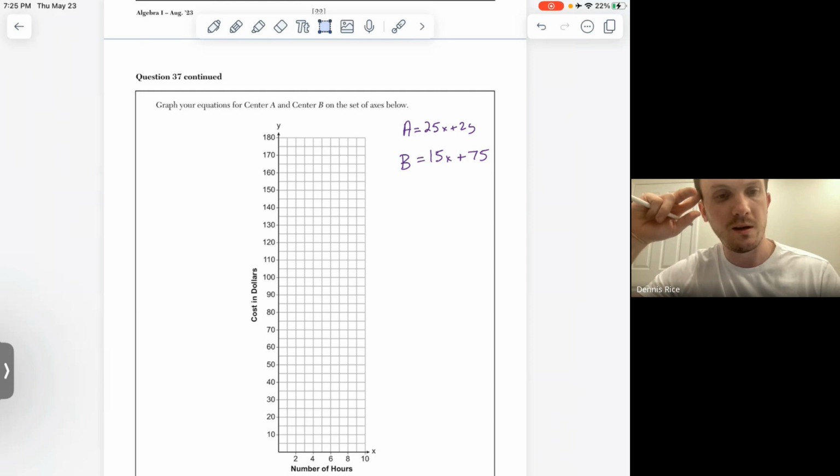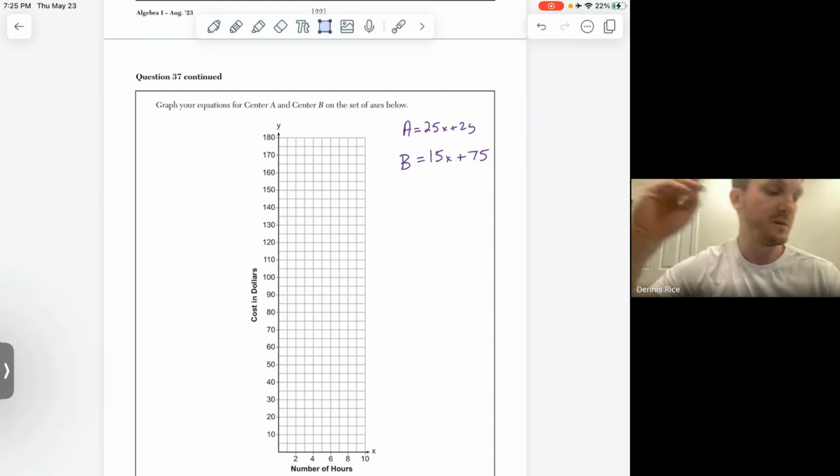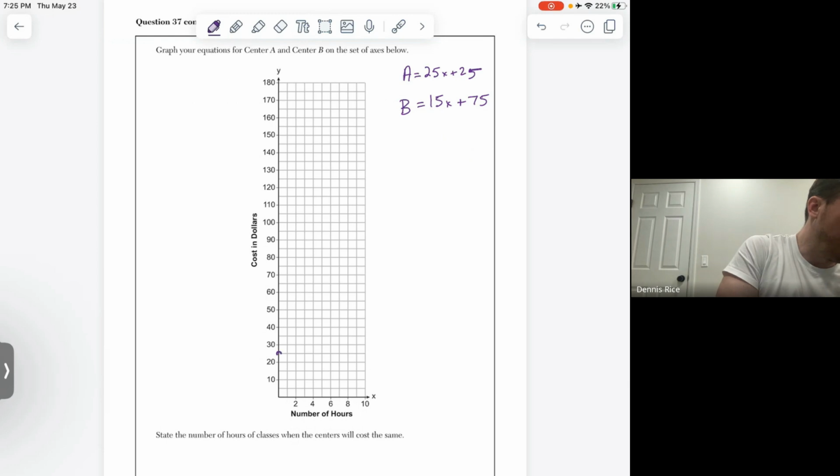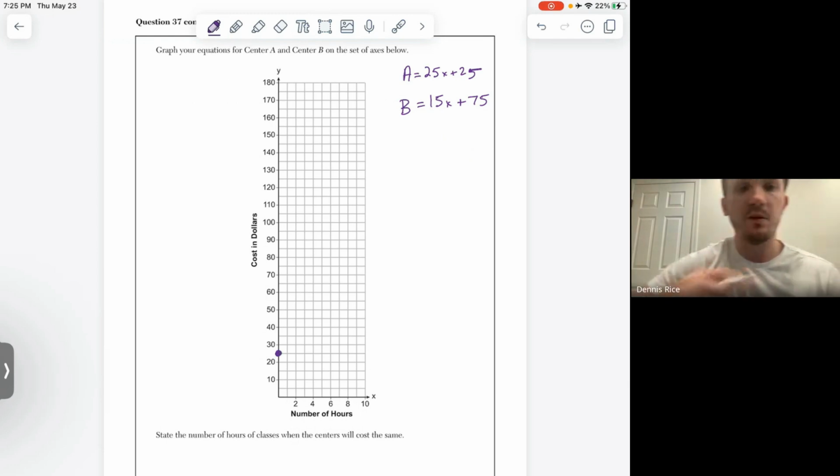So what I would recommend is, let's plot one at a time, first of all. I'm going to focus on the first one, A. I'm going to plot the y-intercept. That we're still allowed to do. And then all we need, this is a line.